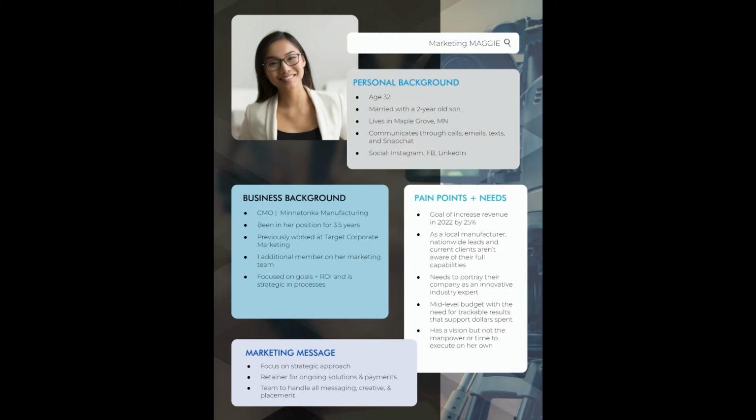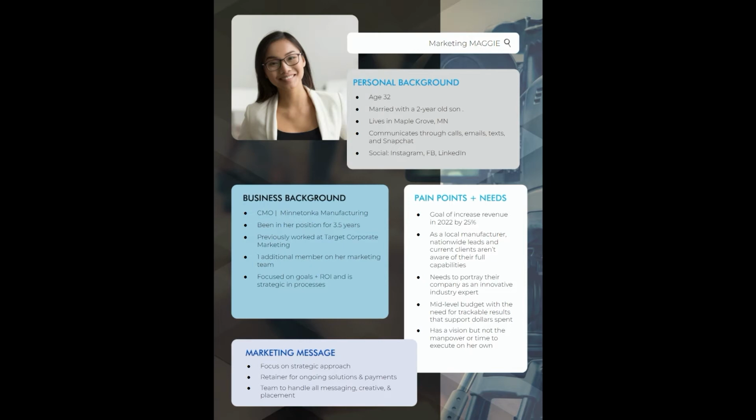And you can see here is Marketing Maggie. This would be for a B2B if you're targeting a marketing expert or marketing manager. You can see here she's 32, married with a 2-year-old son. She lives in Maple Grove, Minnesota. She communicates through calls, emails, texts, and Snapchat, and generally in that order. And her top social media that she uses, we defined as Instagram, Facebook, and LinkedIn.